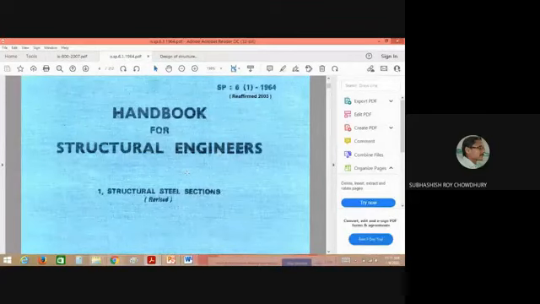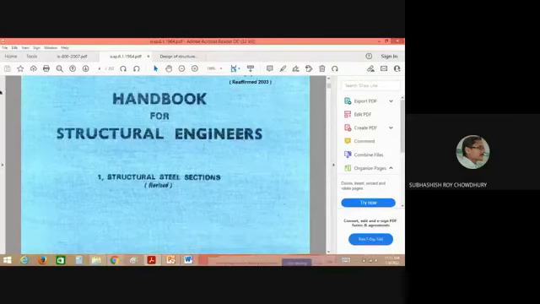Now you may ask, what is the content of this handbook? Okay, it is not like the handbook SP16. SP16 will give you some data regarding the design outputs, etc. Okay, if you know the bending moment, then the ultimate moment, then what will be the reinforcement percentage required, that kind of thing you get from SP16. But SP6 is a particular handbook where you will get the properties of the structural steel sections.